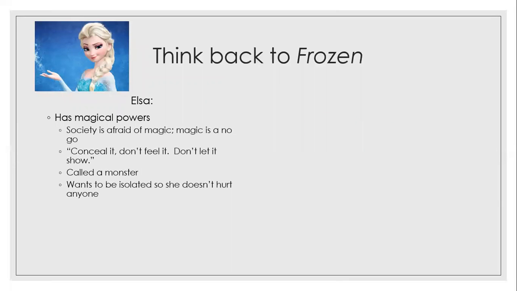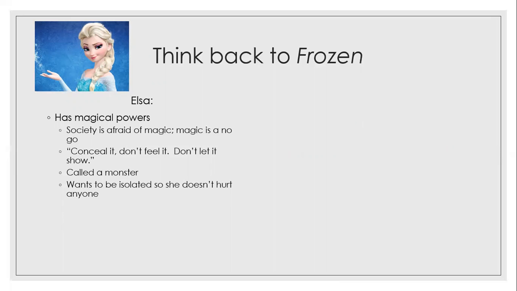So thinking back to Frozen, let's start with Elsa. Elsa has magical powers, so her society is afraid of magic. Magic is kind of a no-go. It's very evident at the beginning when she and her father talk about conceal it, don't feel it, don't let it show. It's this idea that magic needs to stay hidden. It's not something that should be seen. She's basically isolated her entire life because of her powers.